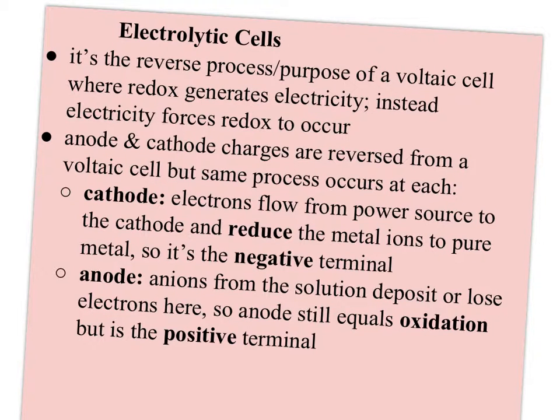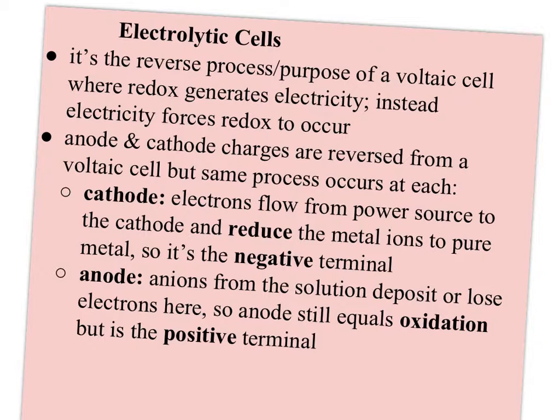So again, electrolytic cells, it's the reverse process or purpose of a voltaic cell. Instead, you're using electricity to force redox to occur instead of producing electricity. As I mentioned earlier, the anode and cathode charges are reversed from a voltaic cell because an anode and cathode get their name from the process that happens at each. A cathode is where the reduction takes place, and the anode is where oxidation takes place.